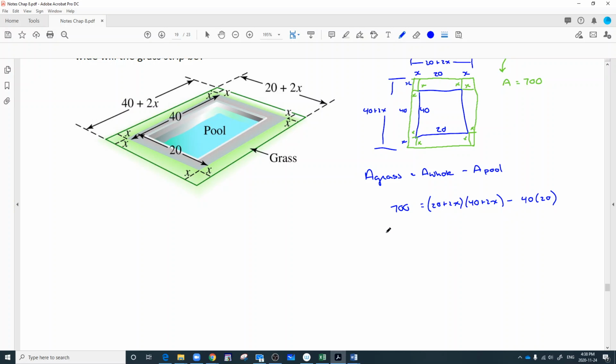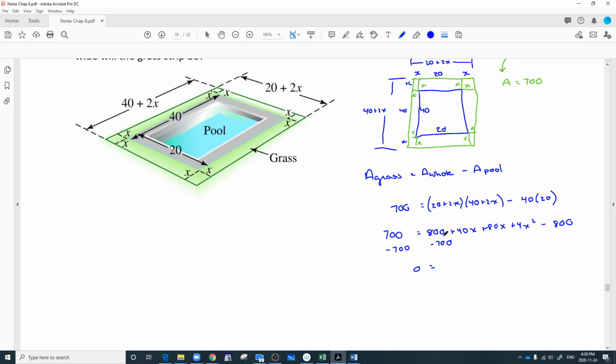So let's simplify. Let's multiply through. We've got 700 equals 20 times 40 is 800. 20 times 2x is 40x. 2x times 40 is 80x. And 2x times 2x is 4x squared, minus 40 times 20, which is 800. I'm going to come up with this quadratic equation, so I'm going to make it equal to 0. I'm going to subtract 700, and I'm going to collect like terms.